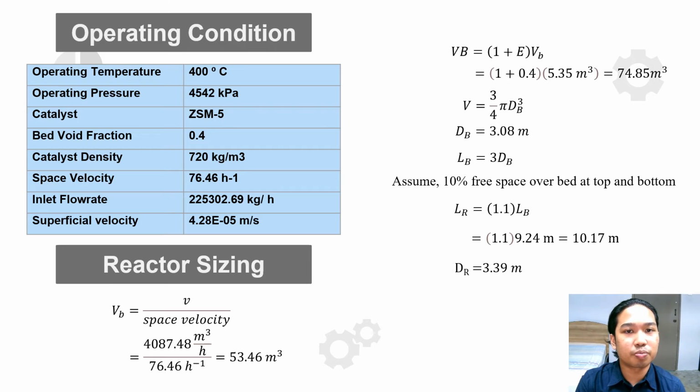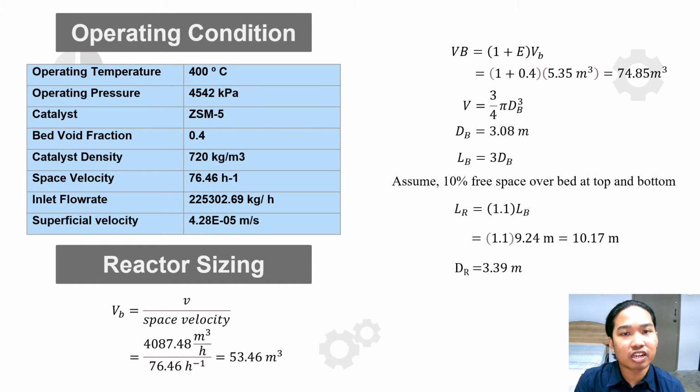Next, I will go to the operating condition. The operating temperature and operating pressure were based on the high shift data and is the optimum temperature for the reaction to occur. It also does not affect the performance of the catalyst. The catalyst used for this process is zeolite or ZSM-5. Next, I will go to the reactor sizing.